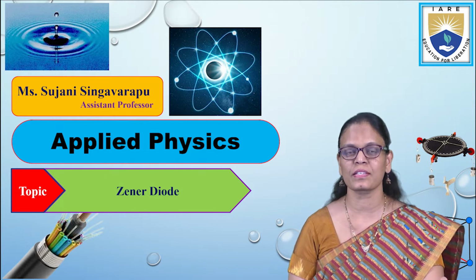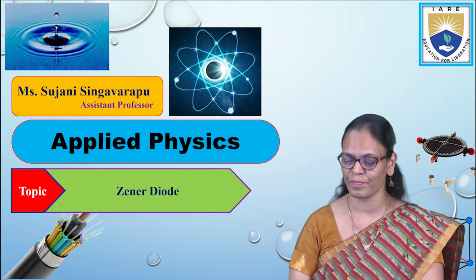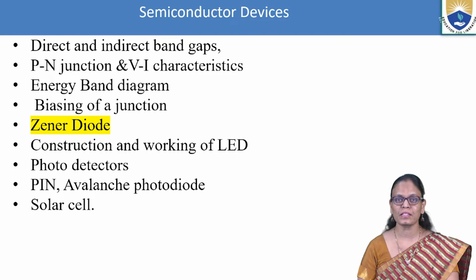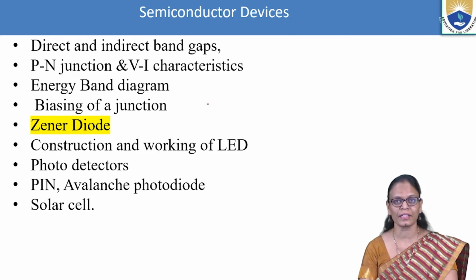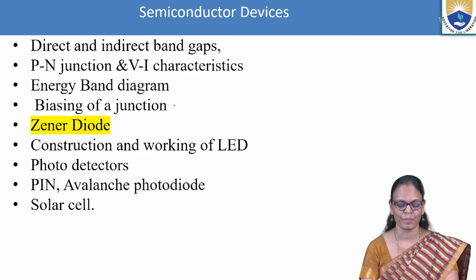Today we are going to discuss about Zener Diode. We have been seeing a series of lectures on semiconductor devices. We have already done with direct and indirect gaps, PN junction and voltage current characteristics, the energy band diagram and the biasing of a junction.